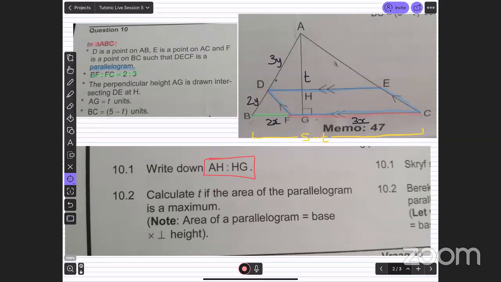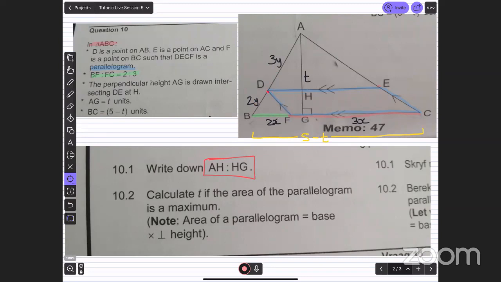Okay. But they want to know AH over HG. Now, can anybody see something that can help us determine AH over HG? DH is parallel to BG. Right. Do you guys see that? Here's the triangle ABG. Do you guys see that? Guys, I want you to communicate. Here's DH.